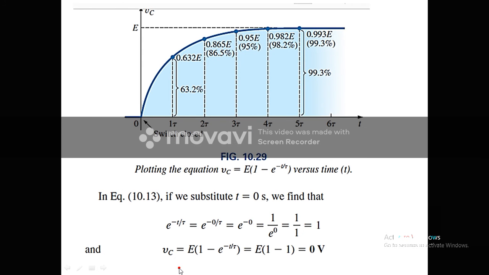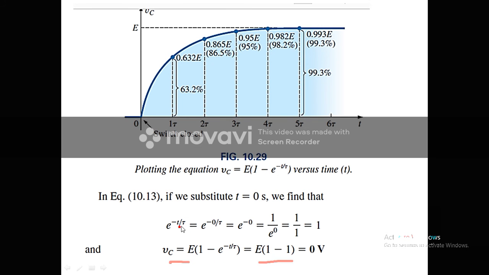By using this expression, you can find the voltage across the capacitor at any time. That means if you want to know how much voltage appears across the capacitor at t is equal to 3 tau, putting 3 tau over here, tau will cancel out with tau, and you are left with 1 minus e raised to the power minus 3. So this is the general equation.